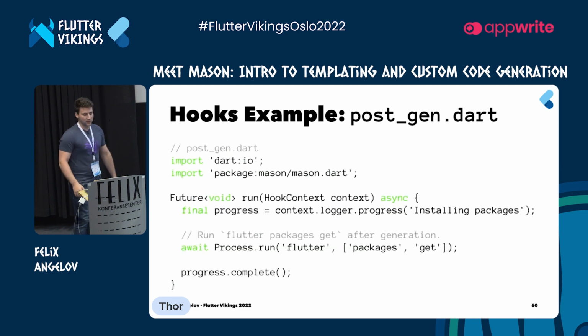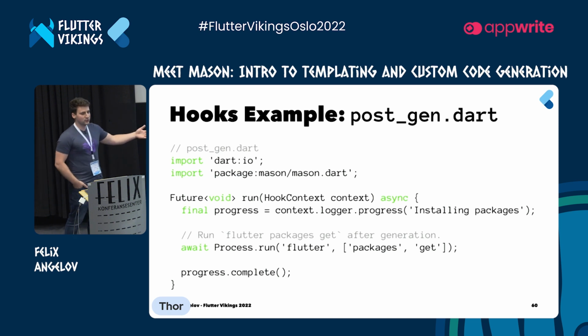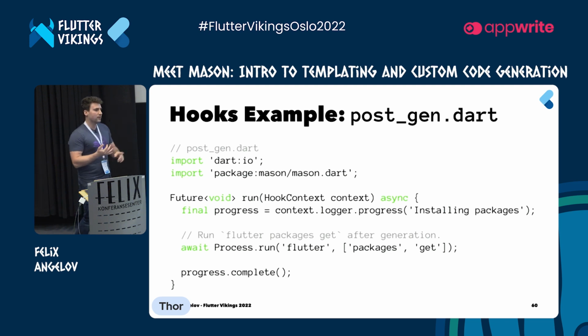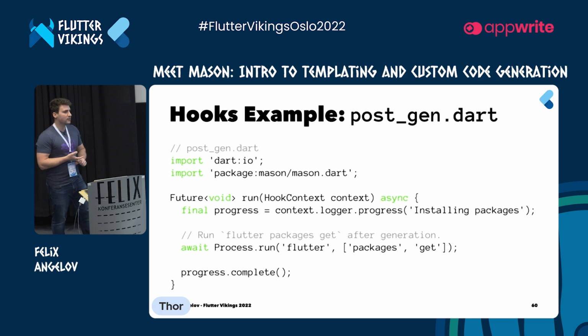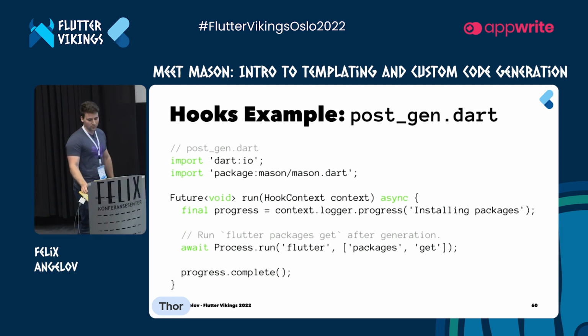And a post-gen hook is the exact same thing. The only difference is when it's run: pre-gen right before code gen, post-gen right after code gen. A common thing that you might do is some cleanup, formatting, or installing dependencies for the user. So in this case, we're running flutter packages get for the user right after the template was generated. This is an example of an async hook, but the previous one was synchronous. So you can do async code in a hook, no problem.